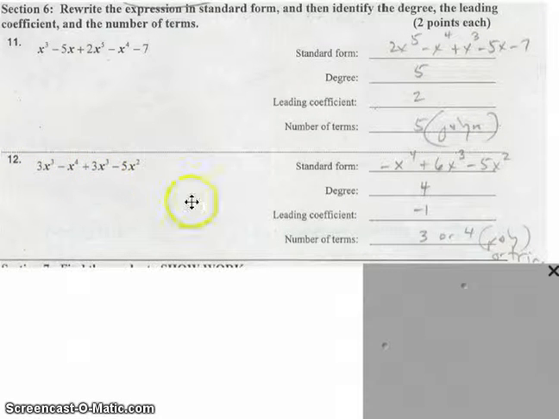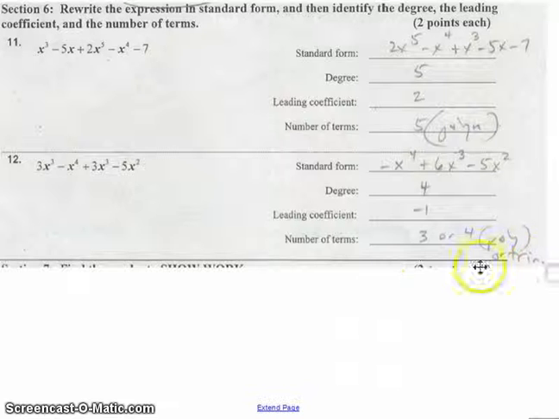And if you just rewrote the standard form as negative x to the 4th plus 3x to the 3rd plus another 3x to the 3rd minus 5x squared, I did not mark that off. I didn't tell you had to combine those. So if you said it was 4 terms, you would have said it was a polynomial. If you said it was 3 terms, you would have called it a trinomial. Any of those answers was fine with me.